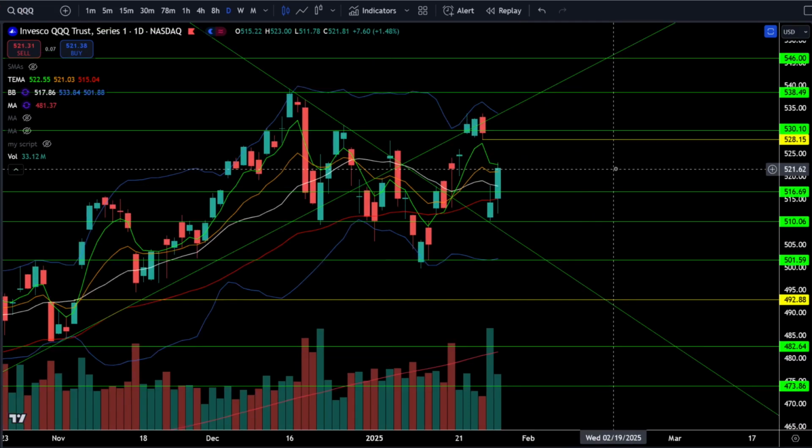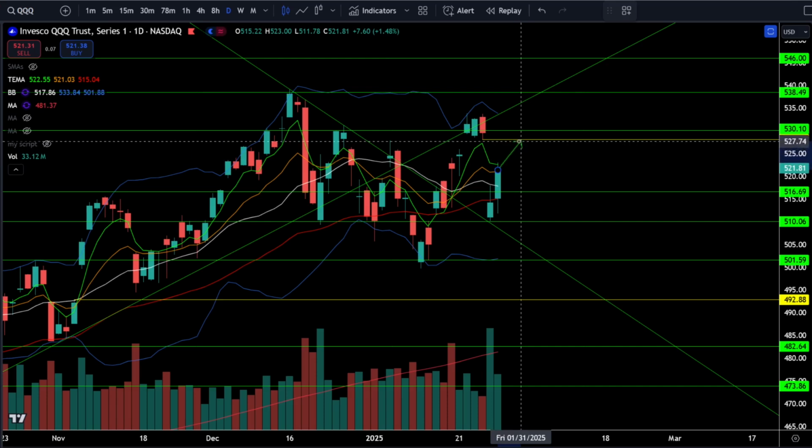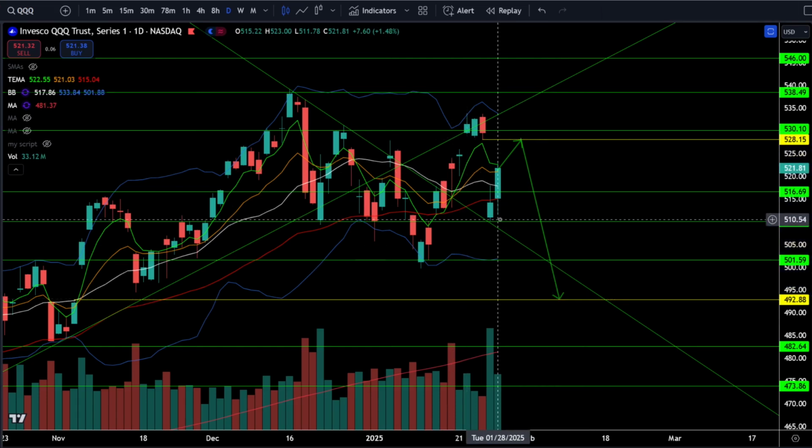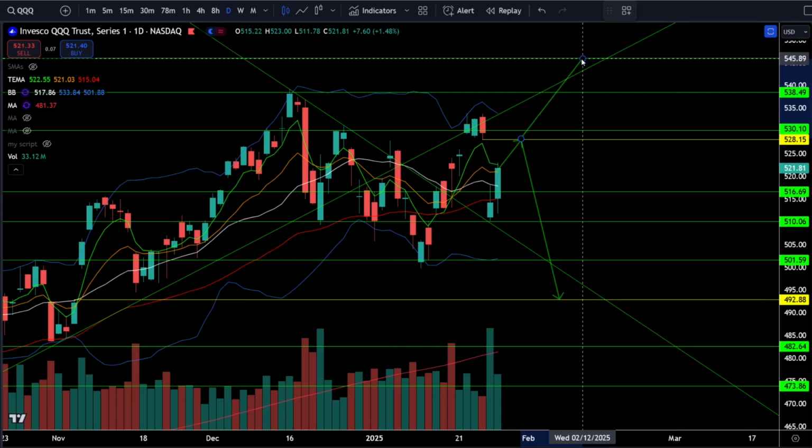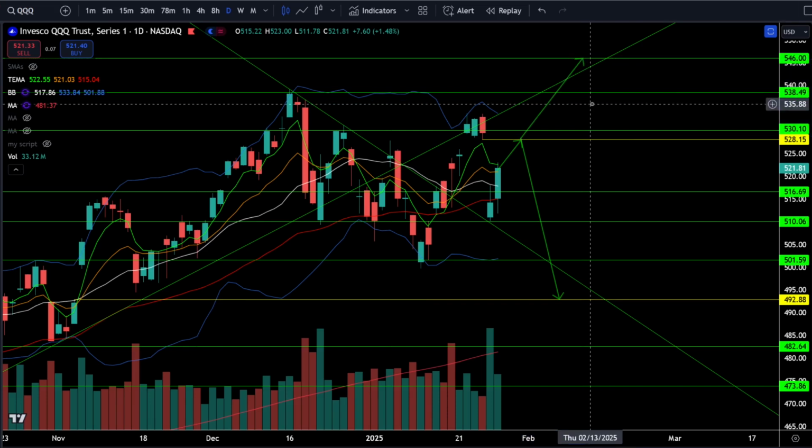On the NASDAQ 100 triple Qs, we were up 1.48% today, and just like SPY, we have the possibility to continue higher here to fill that gap at 528. The bearish probabilities are the lowest, but there is a chance of a lower high rejection. A break of the low at 510 will confirm the bearish scenario. If we get the bearish scenario, then and only then I'll be looking for 493, but more than likely we're going to continue higher into the 540s as long as the triple Qs can continue to close above 510.